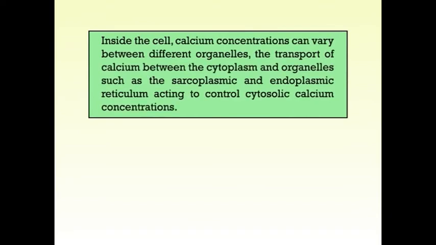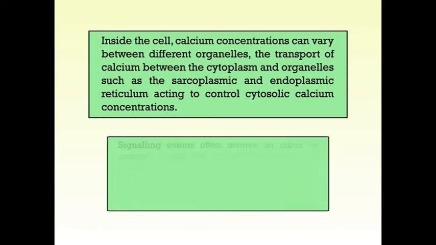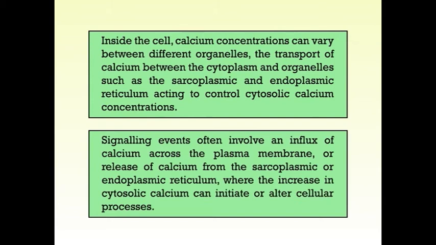Inside the cell, the calcium concentrations can vary between different organelles. The transport of calcium between the cytoplasm and the organelles, such as the sarcoplasmic and endoplasmic reticulum, acts to control cytosolic calcium concentrations. Signaling events often involve an influx of calcium across the plasma membrane or release of calcium from the sarcoplasmic or endoplasmic reticulum, where the increase in the cytosolic calcium can initiate or alter cellular processes.